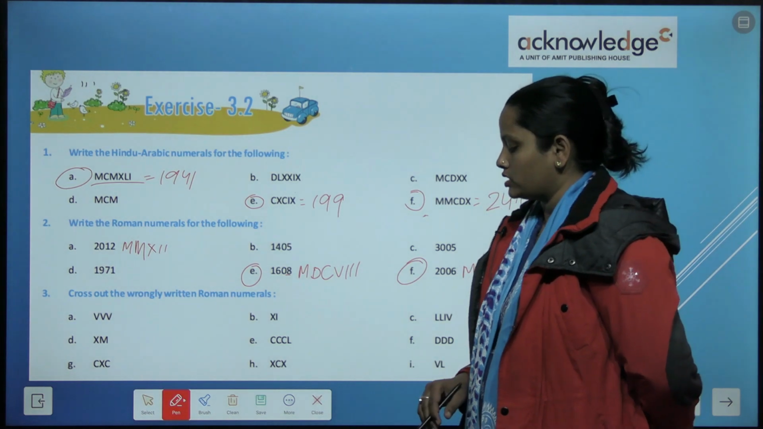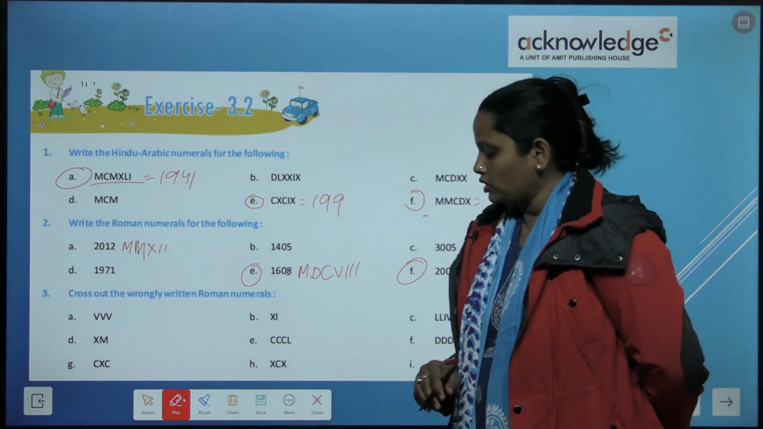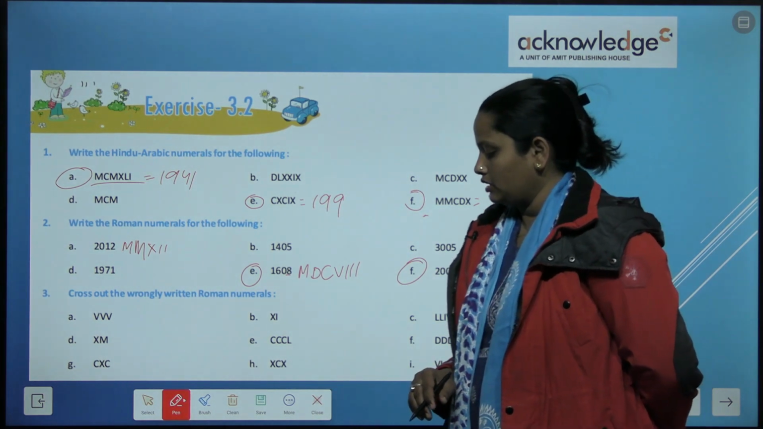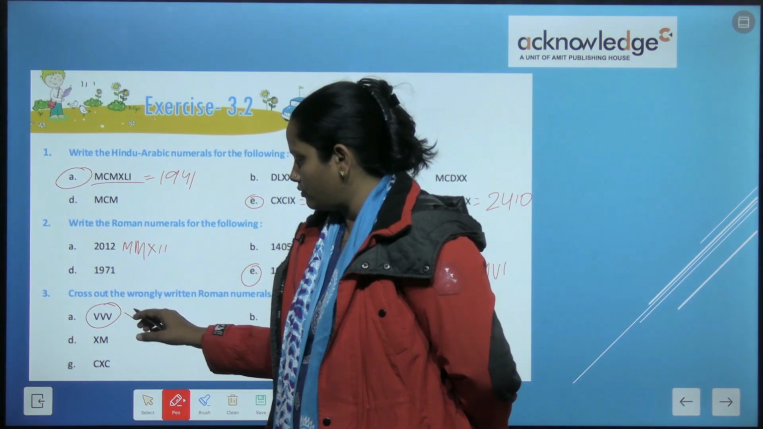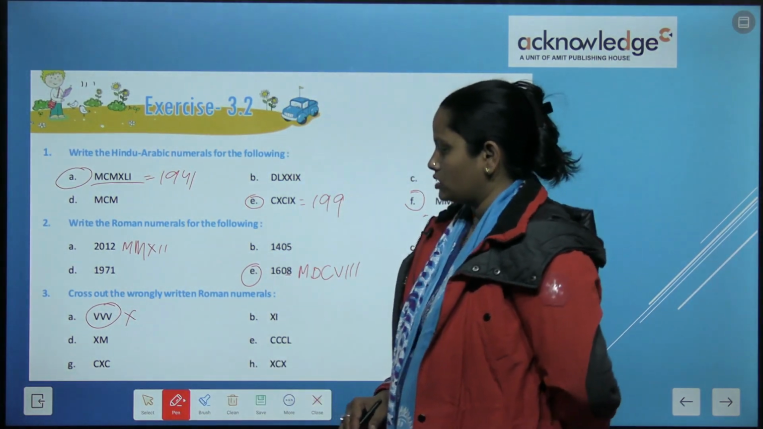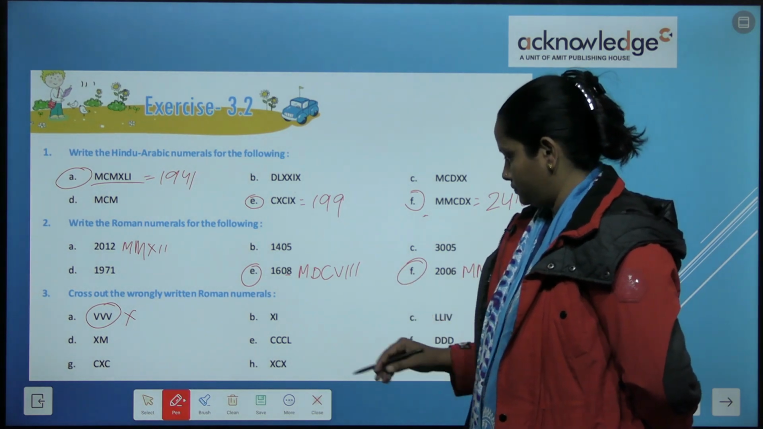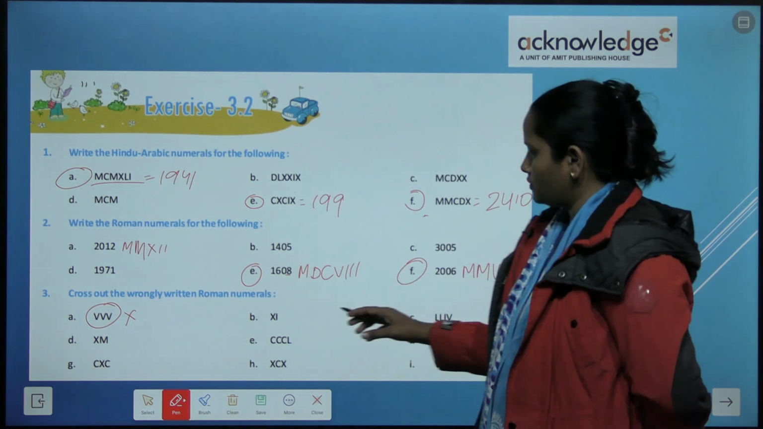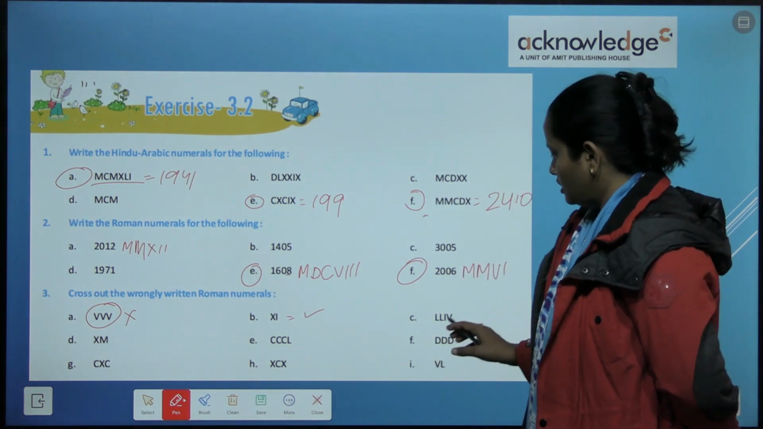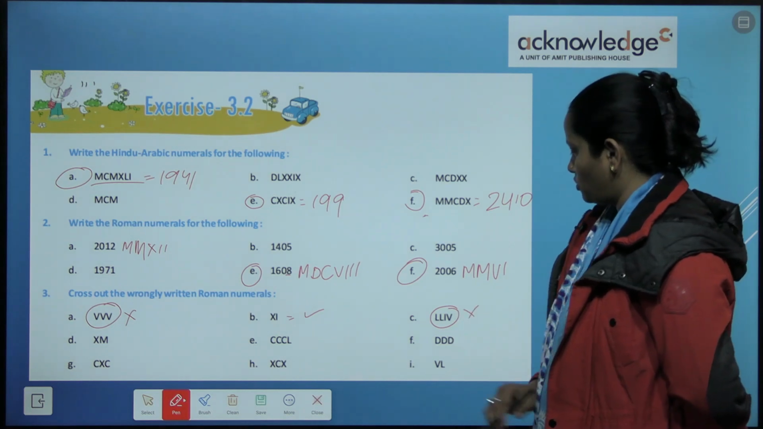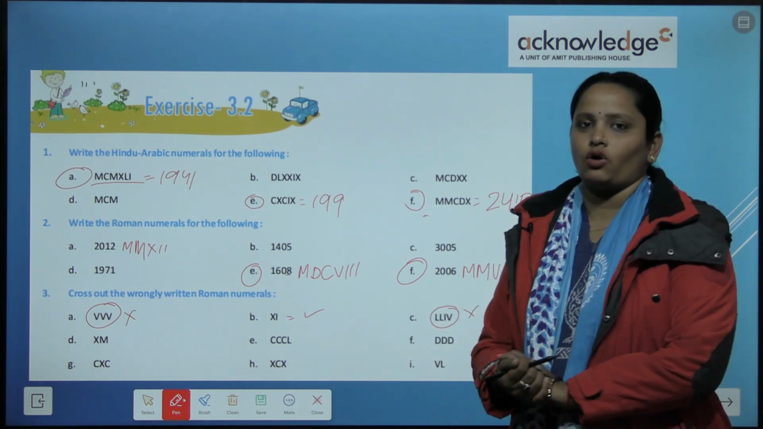Now let's move on to question number 3. Cross out the wrongly written Roman numerals. Some Roman numerals are written in a wrong way. So 3 times V will not come, so it is wrong. Now again, this one is correct because it's 11. Now this is also wrong. Similarly, find out the rest of the Roman numerals that are wrong.